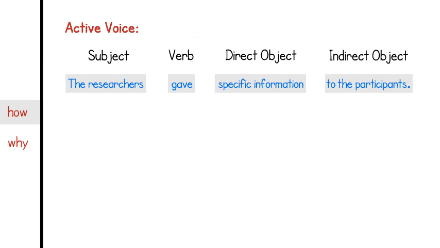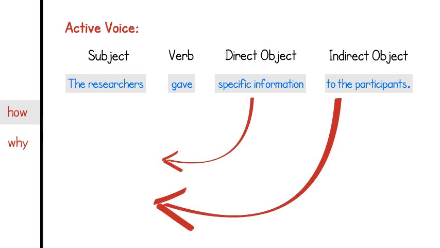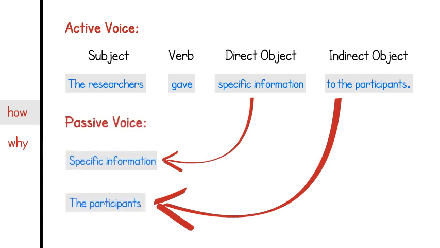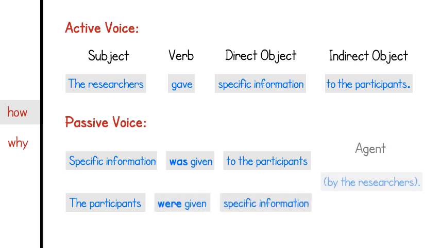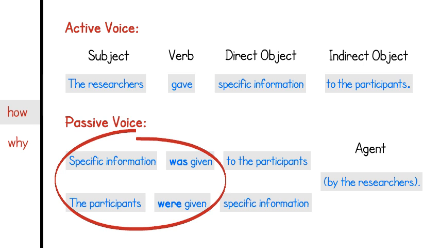The writer can choose which of these objects will become the subject in the passive voice, depending on what they want to emphasize. For example, specific information was given to the participants, or the participants were given specific information. Did you notice how the form of the verb be changed in each sentence to agree with the subject?